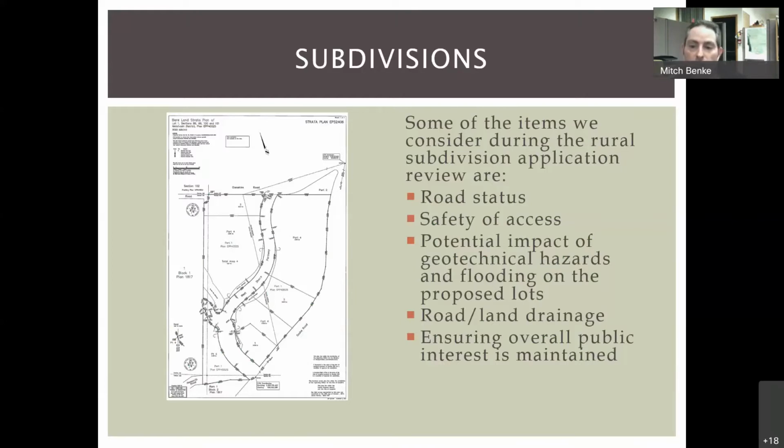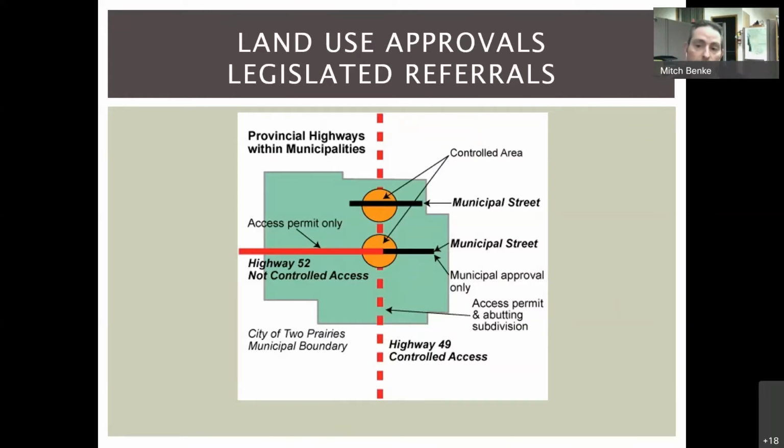Development services receives an application for subdivision and evaluates it in accordance with various criteria, including but not limited to road status, safety of access, potential impacts of geotechnical hazards and flooding on the proposed lots, road and drainage, and ensuring overall public interest is maintained. Development services is also involved in land use approvals, which include referrals from local governments, such as municipalities and regional districts. Referrals are typically sent to the ministry because we have a legislated authority to approve the referral.